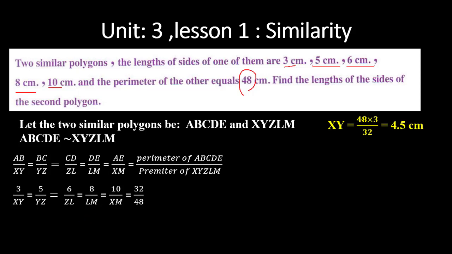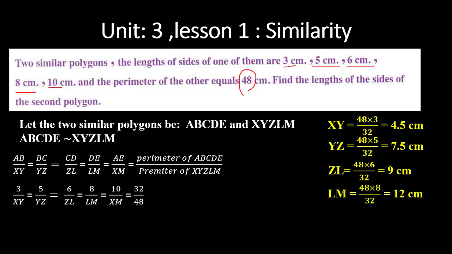Now I can get the side lengths of X, Y, Z, L, M. The first one will be 48 multiplied by 3 over 32, which is 4.5. The second one, 48 multiplied by 5 over 32, is 7.5. ZL will be 48 multiplied by 6 over 32, which is 9 centimeters. LM equals 48 multiplied by 8 over 32, which is 12. Finally, XM will be 48 multiplied by 10 over 32, which is 15 centimeters.